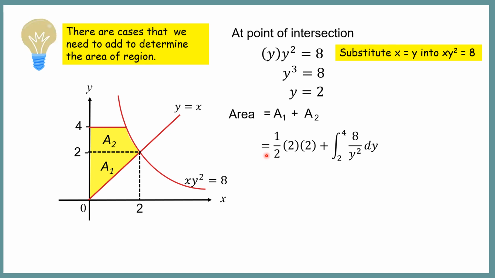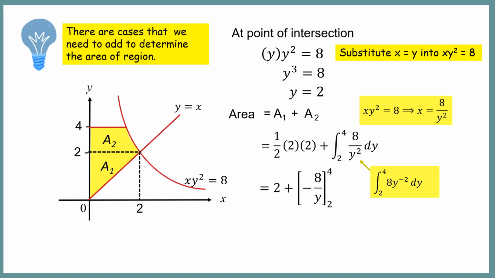Now, A1 is a right angle triangle, so area of the right angle triangle is half times base times height, plus A2, the integral of 8 over y squared with respect to y from y equal 2 to y equal 4. Simplifying, integrating, substituting the upper limits and the lower limits, the area of the region is 4 units squared.